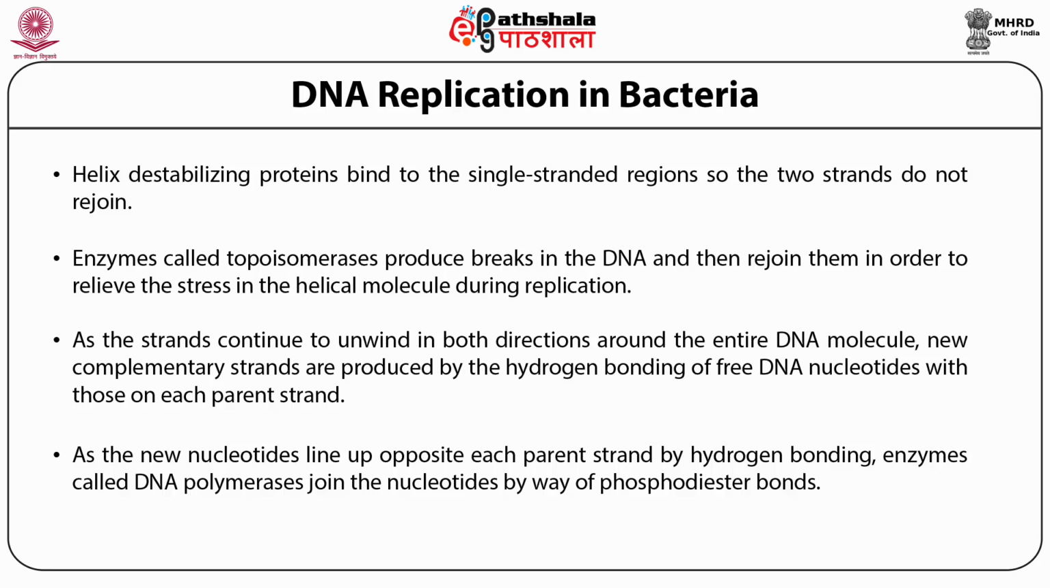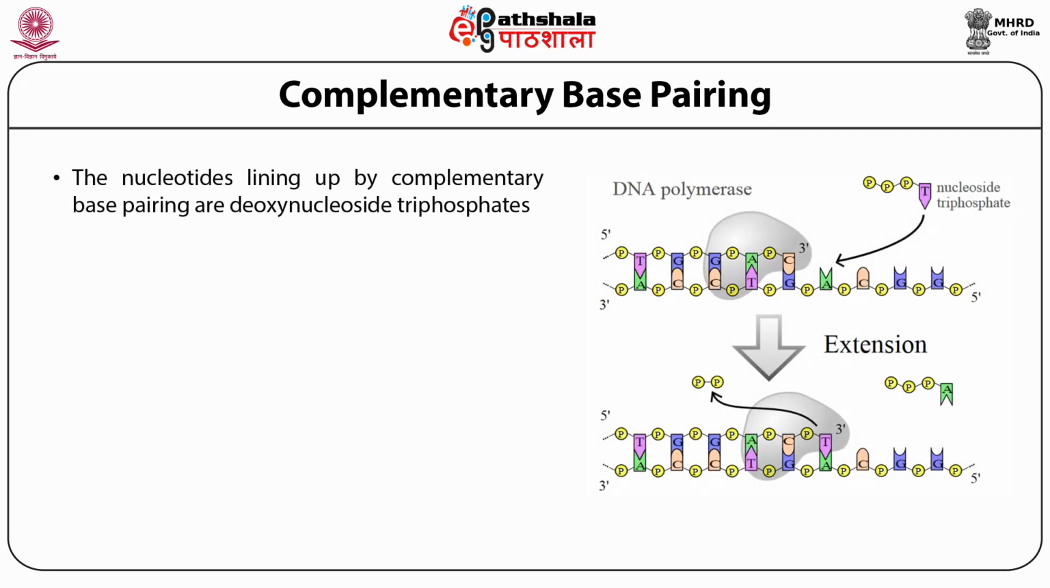Now, these are then joined together by 5' to 3' phosphodiester bonds. This is facilitated by a protein called DNA polymerase. The dNTPs line up against the parent strand by way of complementary base pairing, as we know that adenine base pairs with thymine and guanine with cytosine.